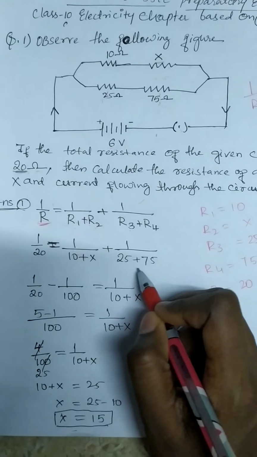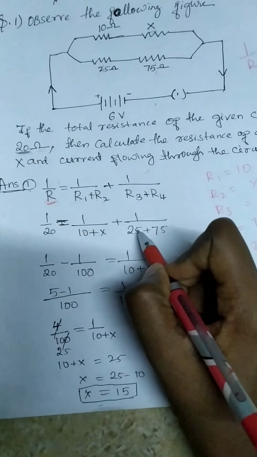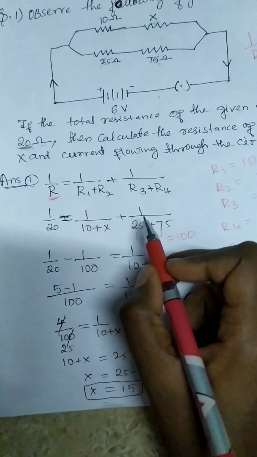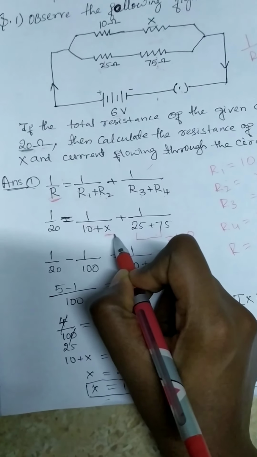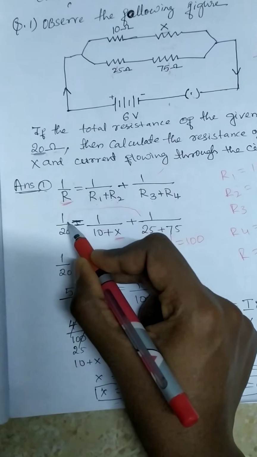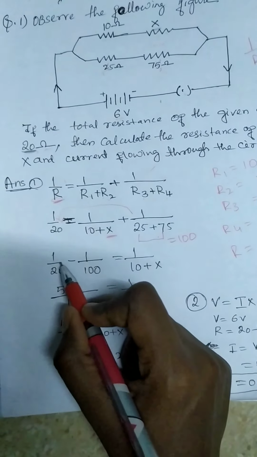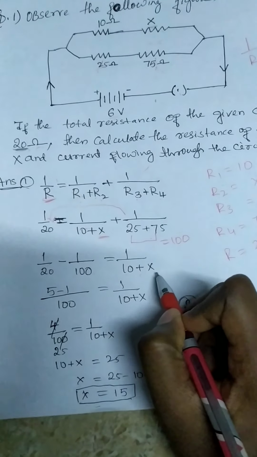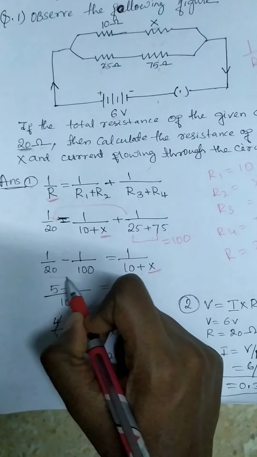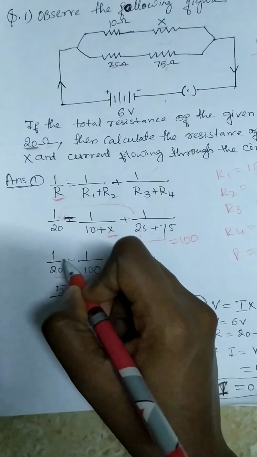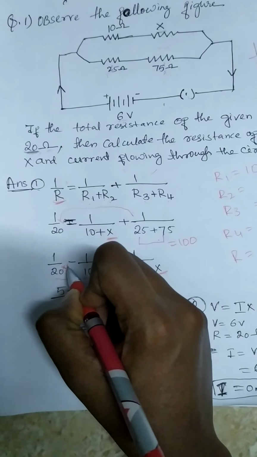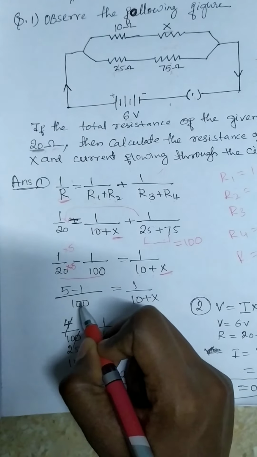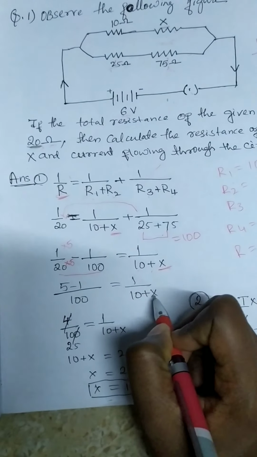Let's substitute the values. We know that 25 plus 75 is equal to 100, and to find this value we need to transfer this part to the other side. So we get 1 by 20 minus 1 by 100 equals 1 by (10 plus X). X is what we need to find out. By doing the LCM here, we multiply the denominator by 5 and the numerator also by 5. So we get (5 minus 1) by 100 equals 1 by (10 plus X).